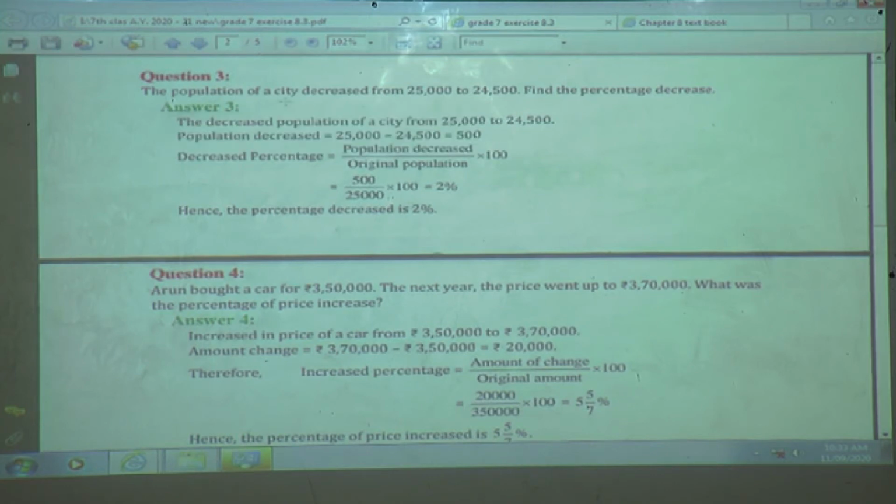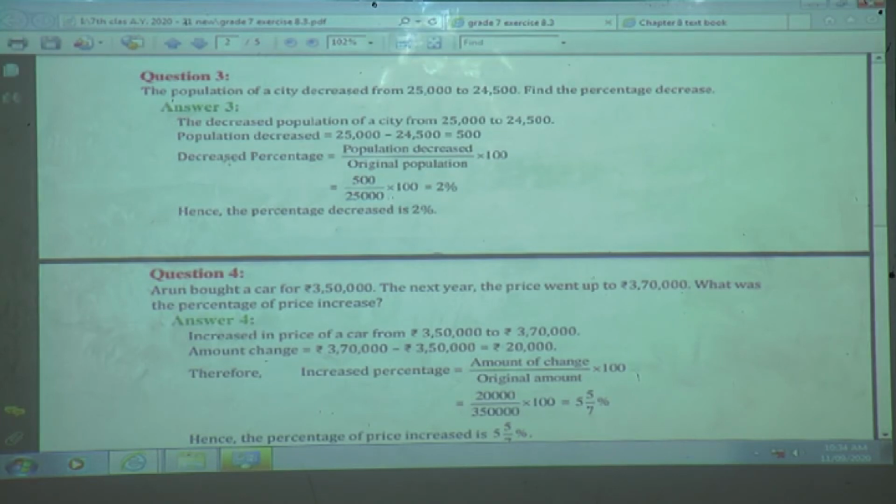Here the population of a city decreased from 25,000 to 24,500. Find the percentage decrease. We had seen one of the situations before also, so we will find out step by step how to find the percent of a decrease. The population of a city decreased from 25,000 to 24,500.